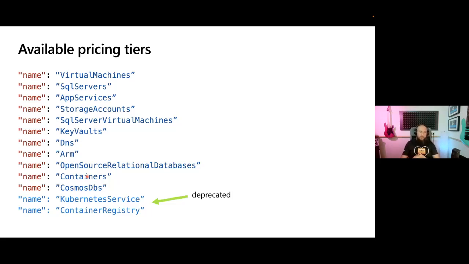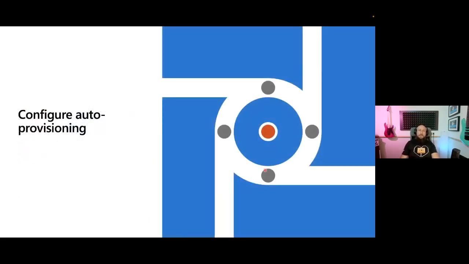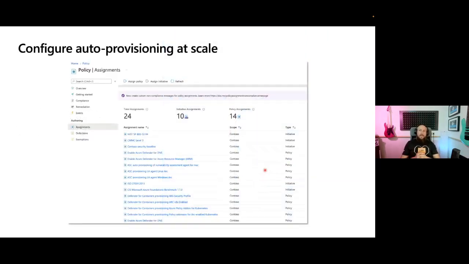But if you want to protect your containers, you should go ahead and use the new containers plan. And then you just showed auto provisioning on one subscription, but the good and the bad thing with Defender for Cloud is that every setting will apply to a particular subscription. The good news is that you can also leverage Azure Policy to deploy the auto provisioning capabilities.